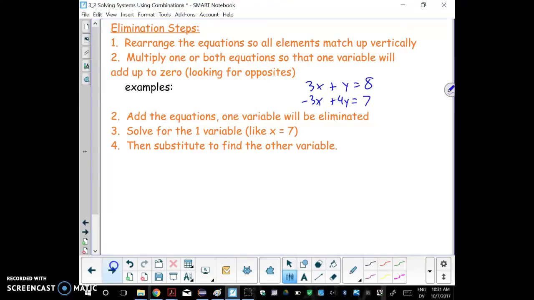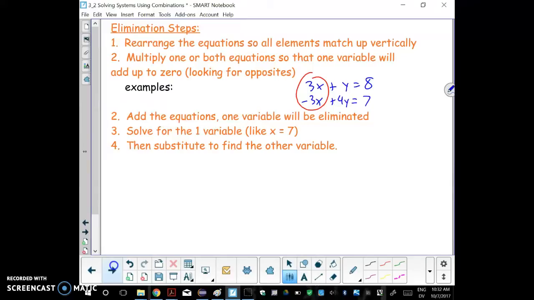And then number two is kind of an optional step. You need to get the system so it looks like the one I have up here in blue, where the x's currently would add up to 0. Because we're going to add the two equations together, and we want one of the variables, either the x's or the y's, to be eliminated, disappear, and that happens when you have like 3 and -3. Sometimes that already happened, like in the blue one, but sometimes you'll have to multiply the equations by values to make that happen.